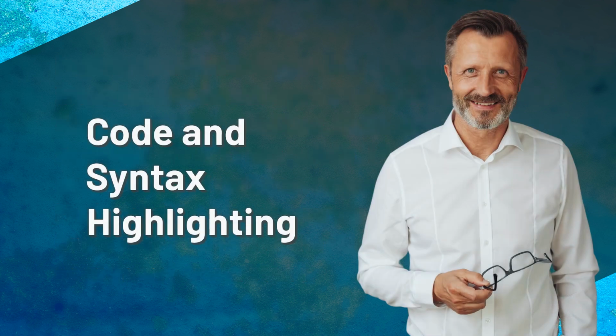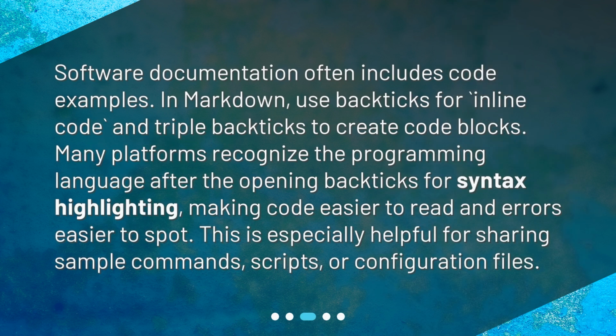Code and syntax highlighting. Software documentation often includes code examples. In Markdown, use backticks for inline code and triple backticks to create code blocks. Many platforms recognize the programming language after the opening backticks for syntax highlighting, making code easier to read and errors easier to spot. This is especially helpful for sharing sample commands, scripts, or configuration files.